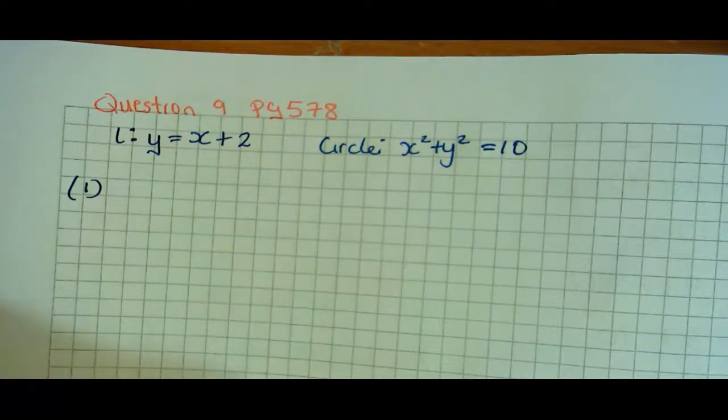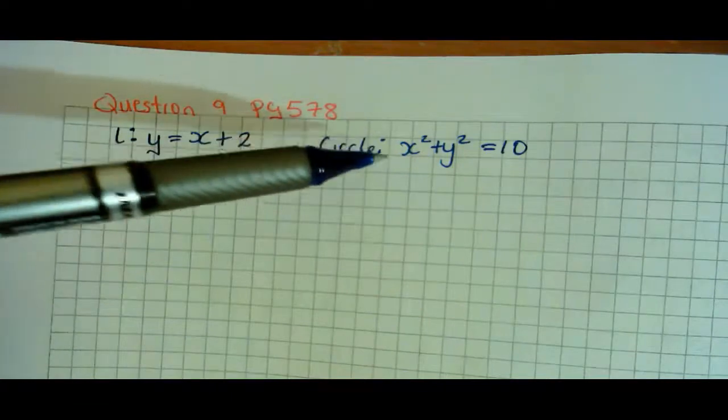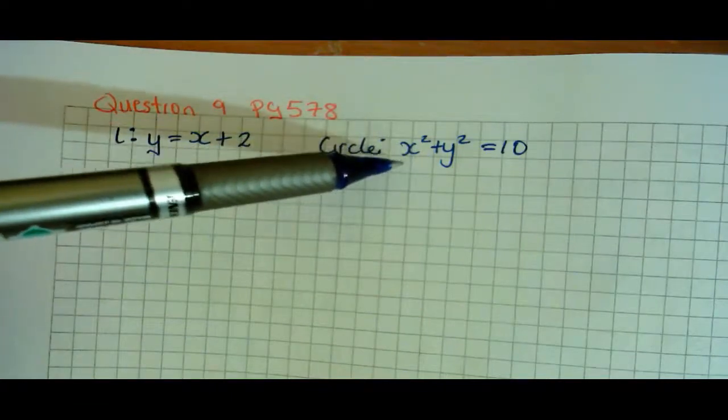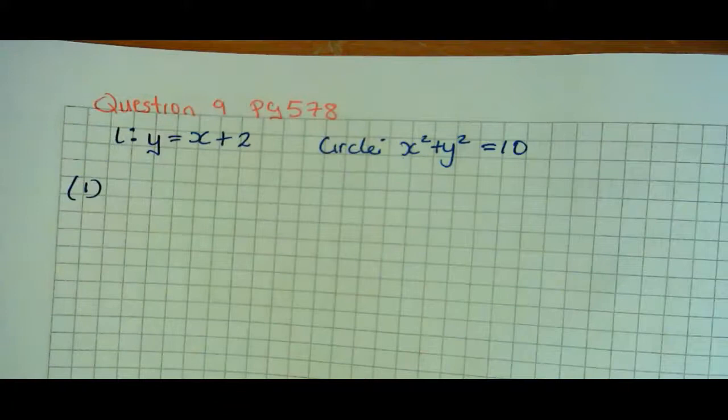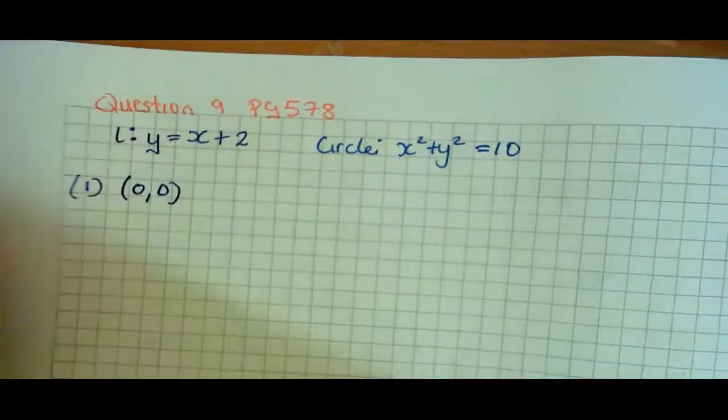So question 9, we have the line L, y is equal to x plus 2, and we have the circle x squared plus y squared is equal to 10. The first part of that question asks us to write down the coordinate of O, the centre of the circle. So straight away, looking at my circle written in the form x squared plus y squared is equal to 10, I know that my centre of that circle is 0, 0.